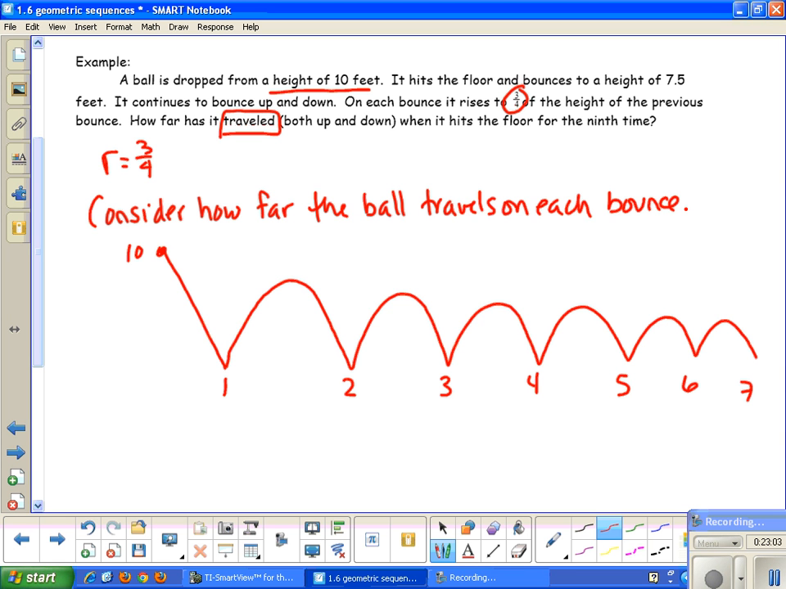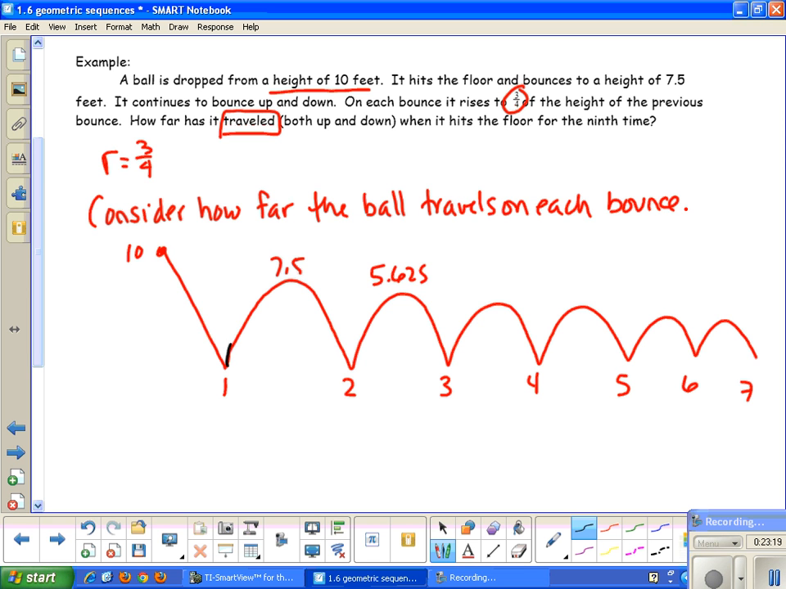Now, if this falls down 10, well, it's going to go up 3/4 of that height. So 10 times 3/4 would be 7.5. And times another 3/4 would be 5.625, etc.